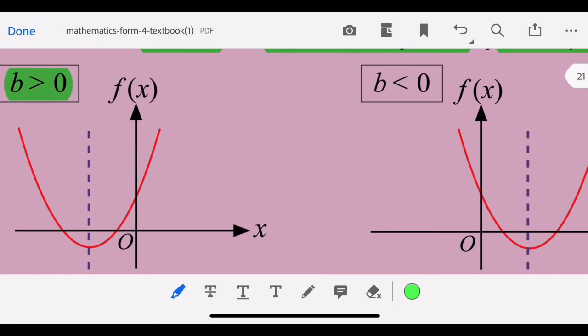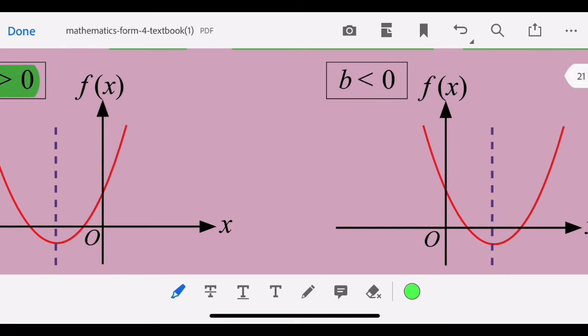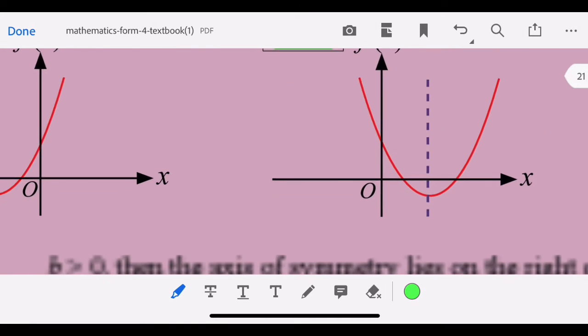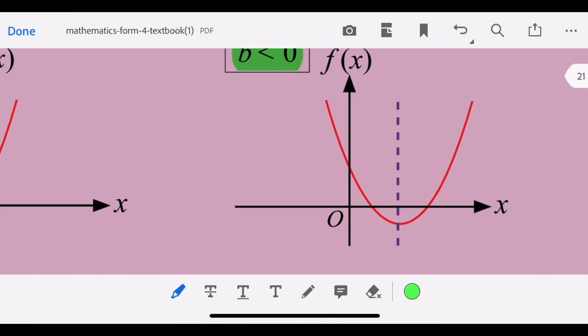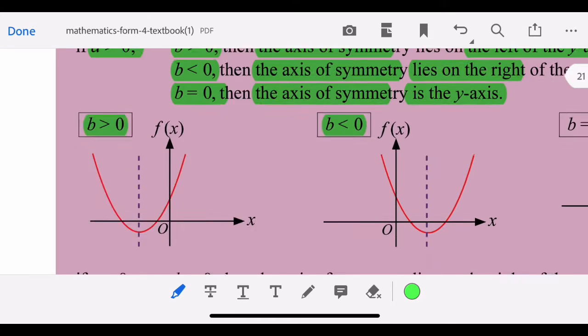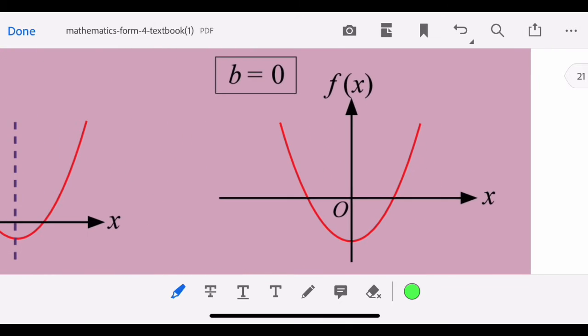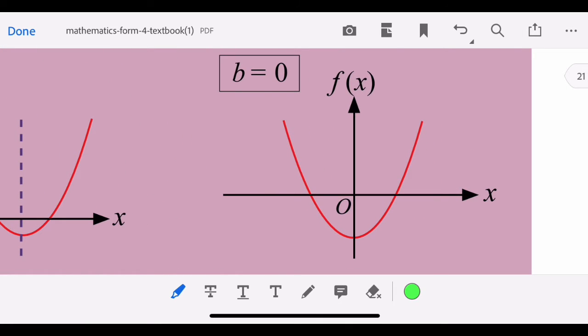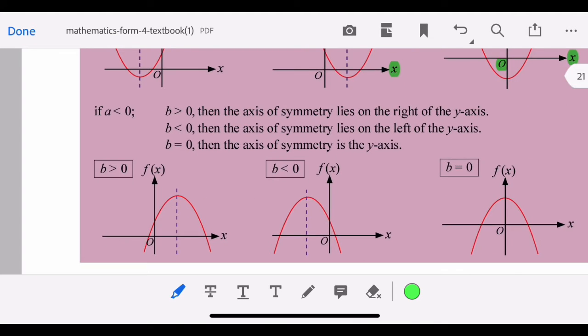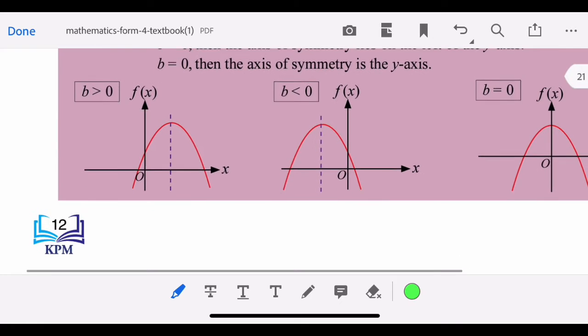It's actually on the negative side. When b is less than 0, the axis of symmetry will be on the right side of the y-axis. When b is equal to 0, the axis of symmetry is the y-axis itself, right? Okay, so it looks very interesting.